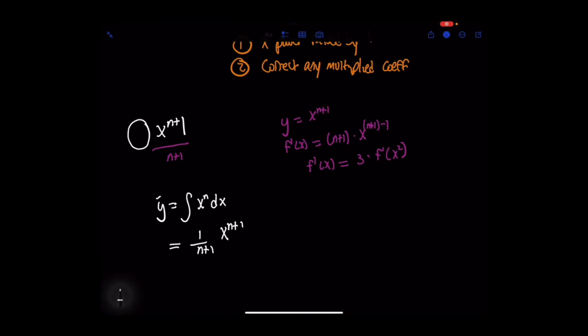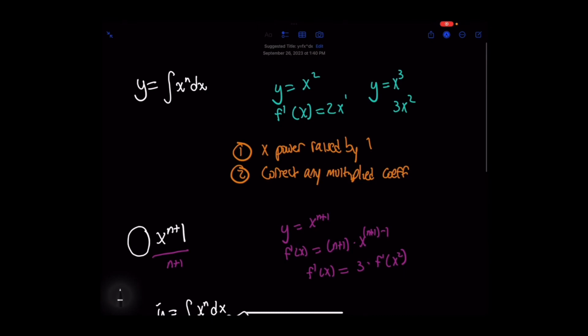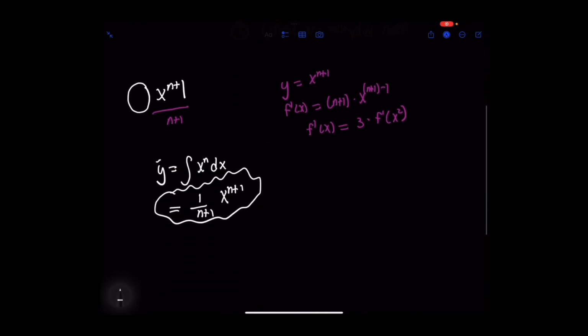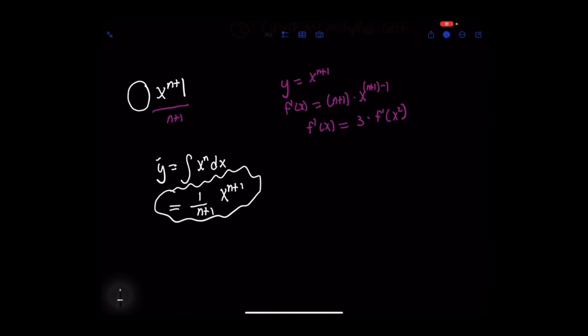Is this our final answer? Not quite, because remember that when we take the integral of something, we are actually coming up with a family of functions. If this right here is some original parent function where when we took its derivative, we came up with this original problem I gave you, the problem is that if the original function had a constant that was added to it, we lost a bit of information.